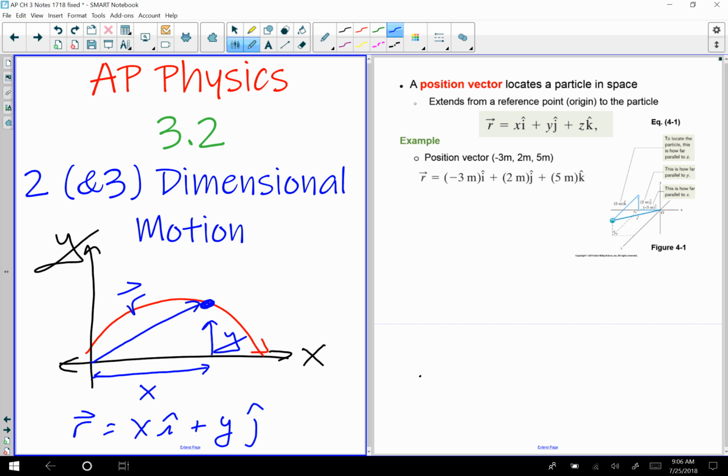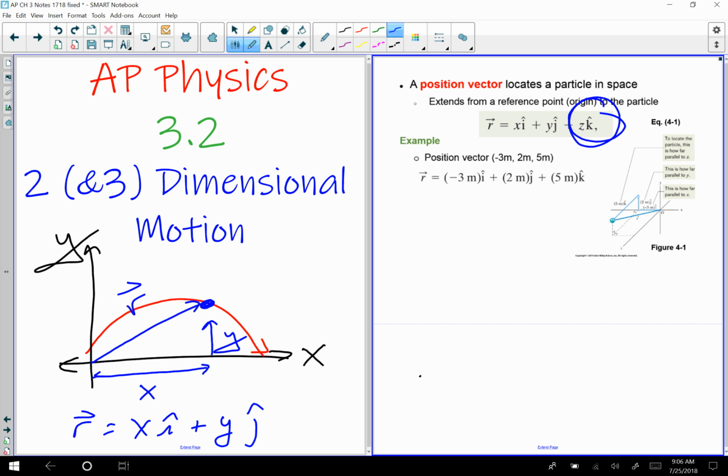And if we ever do 3-dimensional motion, which I really don't think will come up, we always use k to indicate the z direction. But basically, for our purposes, we're just going to be dealing with this. So basically we're going to be doing last chapter again, but this time, instead of just having to think about velocity or acceleration in 1 dimension, we'll have to think about velocity and acceleration in 2 dimensions.